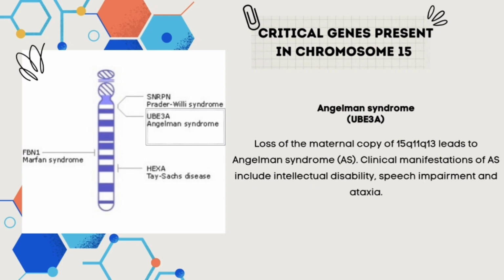Next is Angelman syndrome, which is UBE3A. Loss of the maternal copy of 15q11-q13 leads to Angelman syndrome, which is AS. Clinical manifestations of AS include intellectual disability, speech impairment, and ataxia.